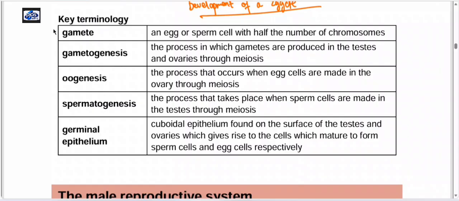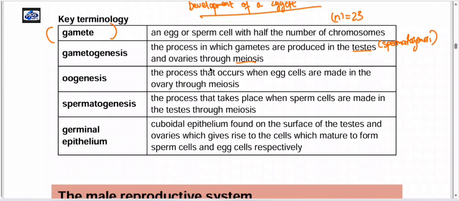We have the gamete. Remember that, good people, a gamete is an egg or sperm cell with half the number of chromosomes. Now we have gametogenesis, the production of the sperm and the ovum. This is the process in which gametes are produced in the testes and the ovaries through meiosis. In the testes, we have the sperm, produced through spermatogenesis.